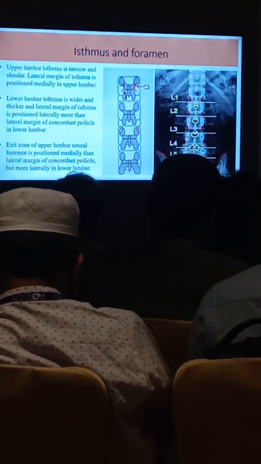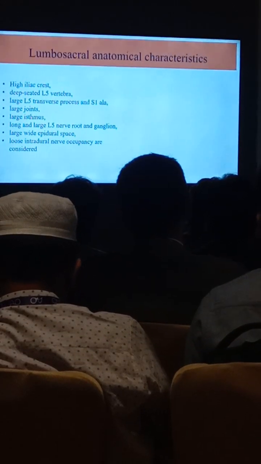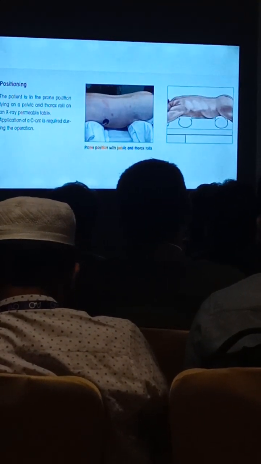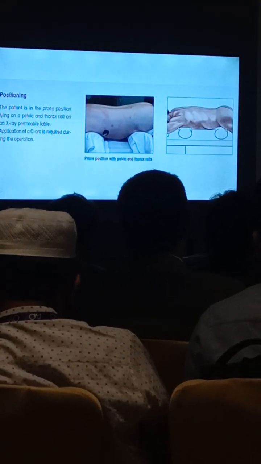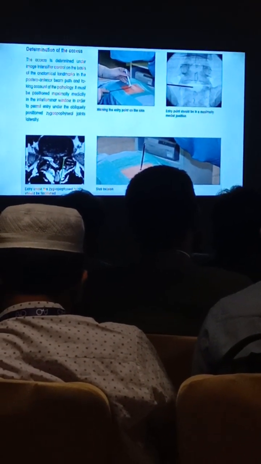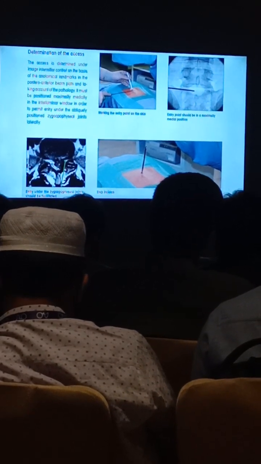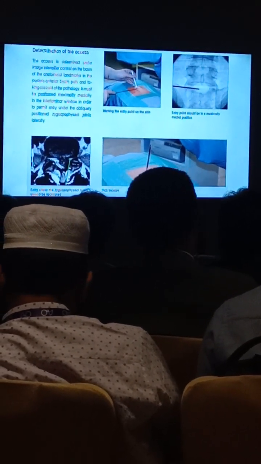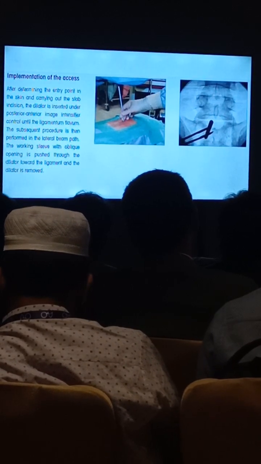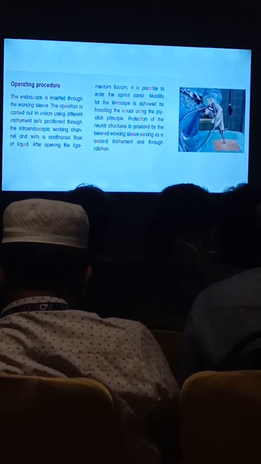So we all know this. Let's come to the next. So this is how we position the patient. And we need to mark the interlaminar space in which we need to enter. So this is the insertion of the dilator. Just a stab incision, working port, and then the endoscope in the working channel.